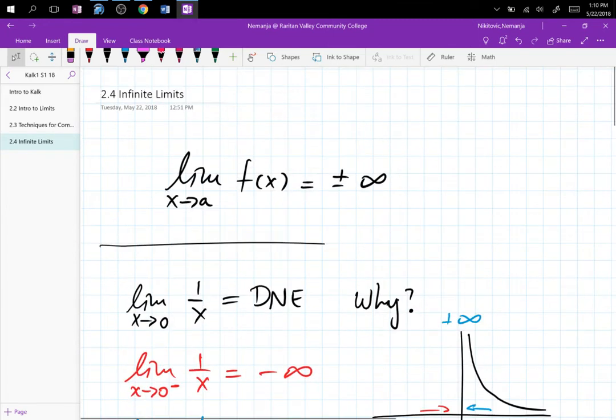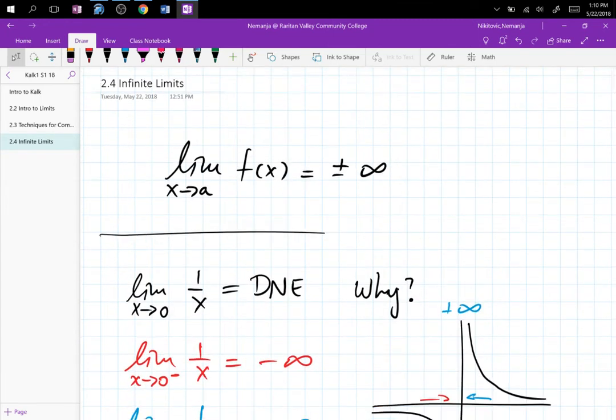And that's 2.4. 2.5 is going to be a little bit longer, which is limits at infinity, and that's going to be for horizontal asymptotes. So we'll take care of that tomorrow. See you tomorrow.